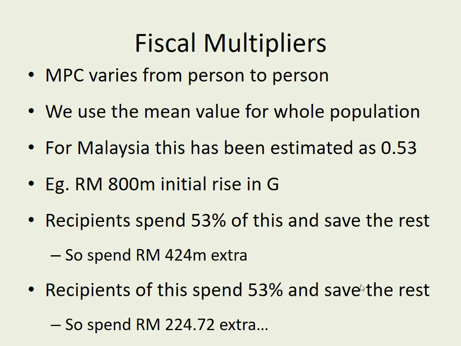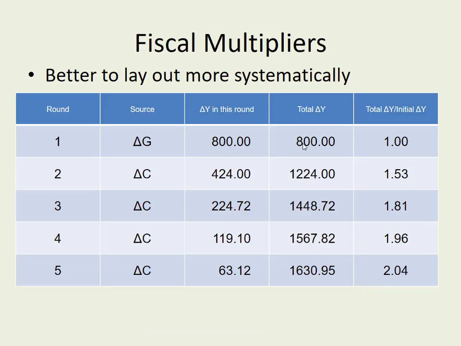Now, if you've been in my lectures before, you probably sense some sort of table coming. So this is how you can lay it out on a table, looking at what's called each round. So the first round, the government pumps in some money. That's why it says an increase in government spending, 800. This is a running total. But from this 800, 53% is spent by the people that received it, which is this much.